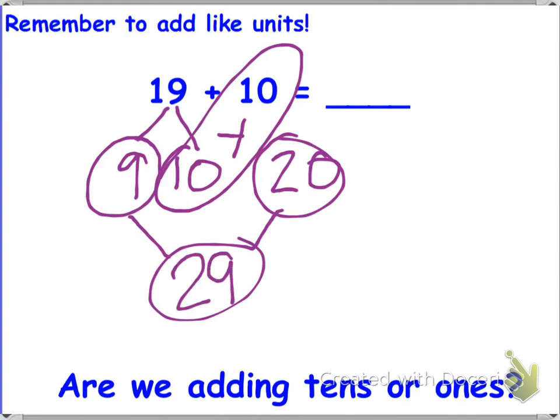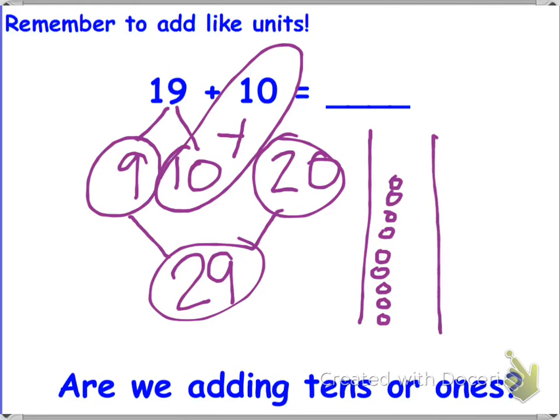Now I could have also done this with a picture. So I'm going to do a picture to check. So 19, I'm going to draw 19. So 10, 11, 12, 13, 14, 15, 16, 17, 18, 19. Then I'm going to draw 10. So now I'm going to count 10, 20, 21, 22, 23, 24, 25, 26, 27, 28, 29. Check, I got the same thing, 29.